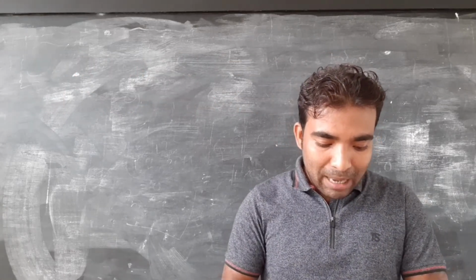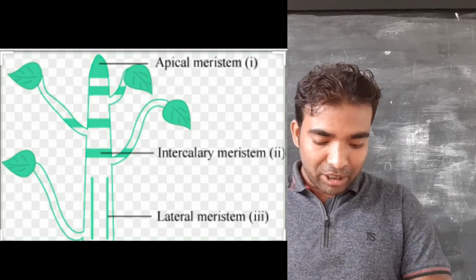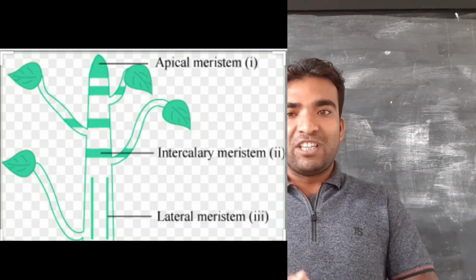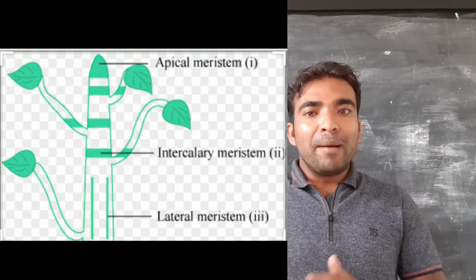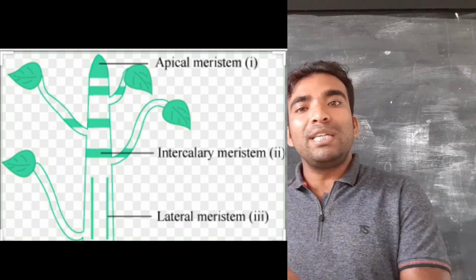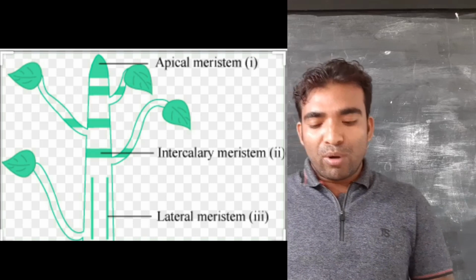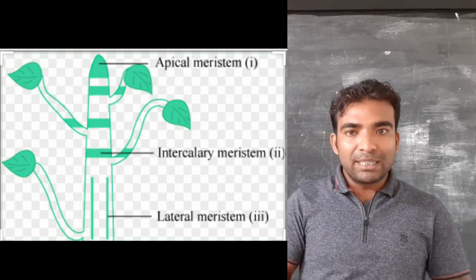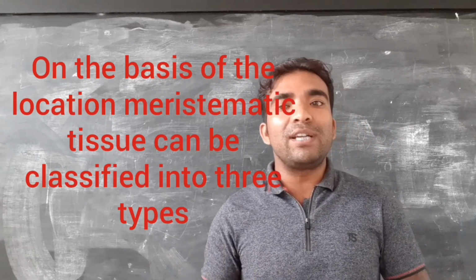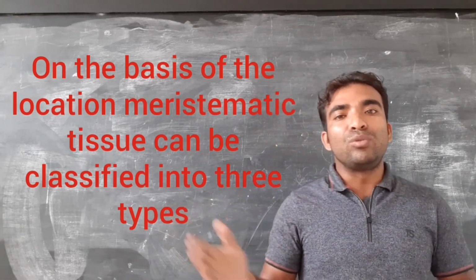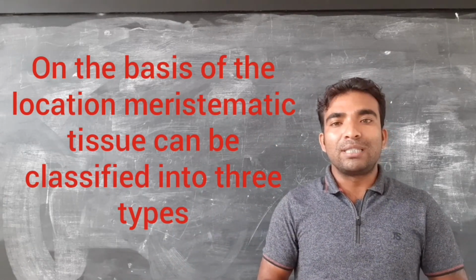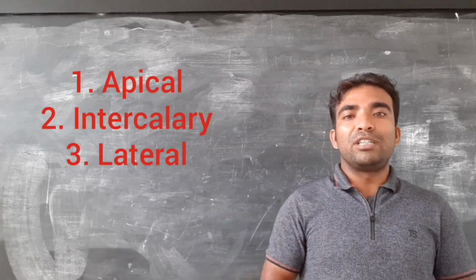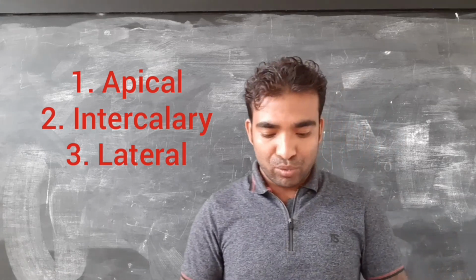Now we will discuss the meristematic tissue. What is meristematic tissue? The growth of plants occurs only in some specific regions because the meristematic tissues are present only in those regions. Depending on the region where the meristematic tissues are present, we can classify the meristematic tissue again into three different types, for example, the apical meristematic tissue, lateral meristematic tissue and intercalary meristematic tissue.